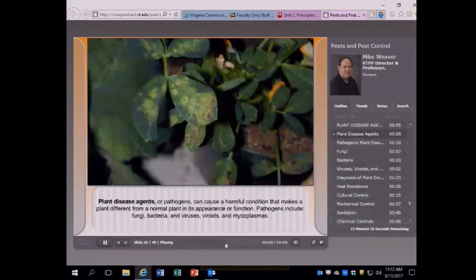It also should be noted that some causes of plant disease are not living at all, but are conditions which change the normal behavior or normal appearance of plants.